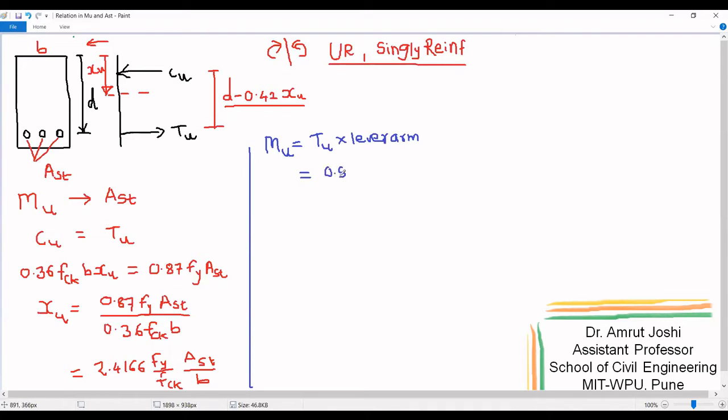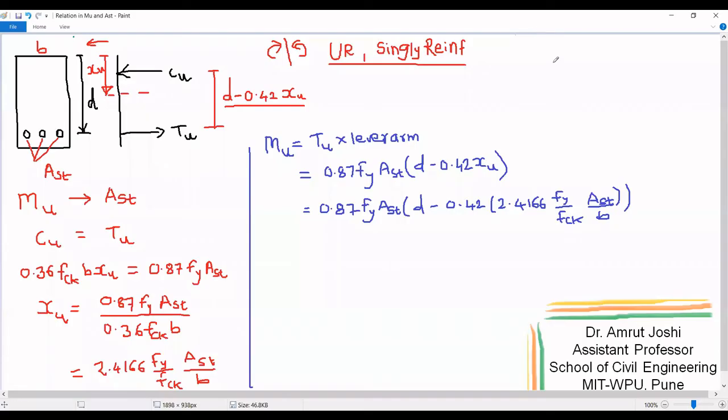Value of Tu is 0.87 fy AST, and lever arm, as can be seen here, is d minus 0.42 XU. So lever arm is d minus 0.42 XU. Now I am going to substitute value of XU obtained in this expression. Upon substitution, the equation looks something like this. This equation can now be further simplified and written in the following form.